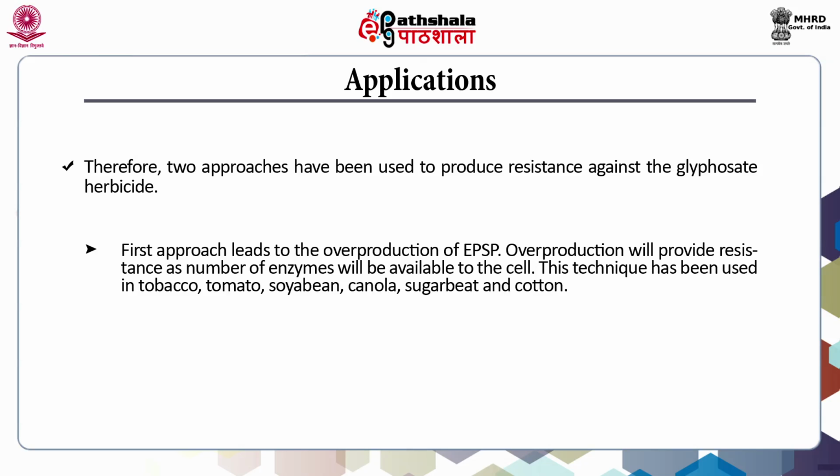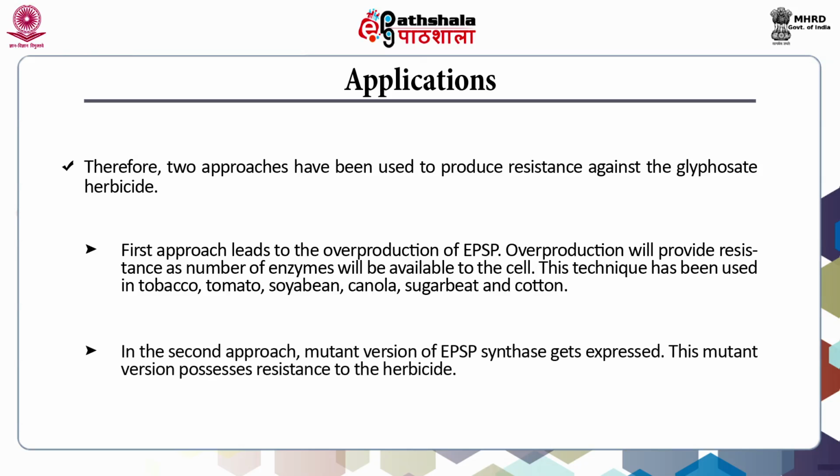The first approach leads to the overproduction of EPSP. Overproduction will provide resistance as a larger number of enzymes will be available to the cell. This technique has been used in tobacco, tomato, soybean, canola, sugar beet and cotton. In the second approach, a mutant version of EPSP synthase gets expressed. This mutant version possesses resistance to the herbicide.